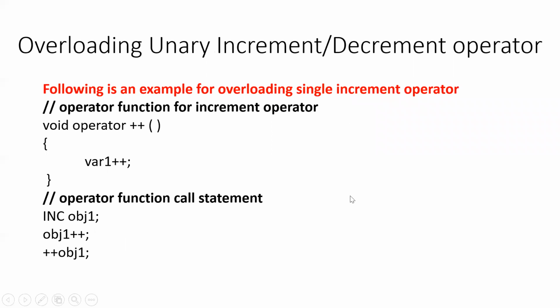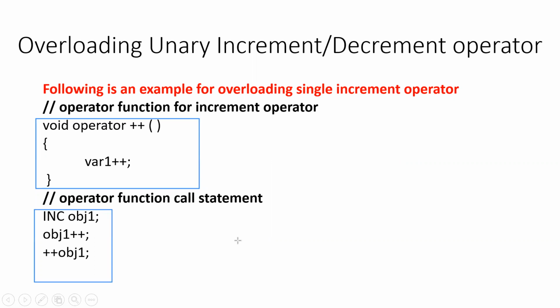So next, we will see how we can overload the unary increment and decrement operator. First of all, you can see the definition of the unary increment operator, as you can see here. And these lines at the bottom are part of the main function where we are calling the operator function. So first of all, let us focus on the first line in the main function. What is inc? Inc is the name of the class, and we have created an object of that class, and the name of the object is obj1.